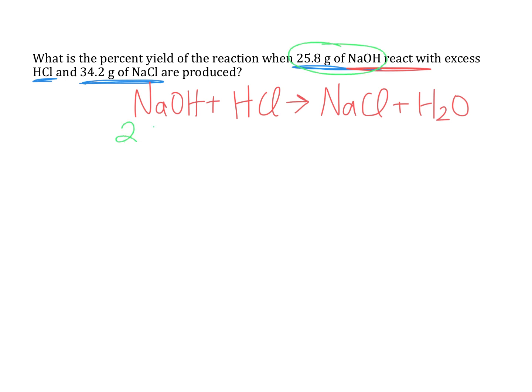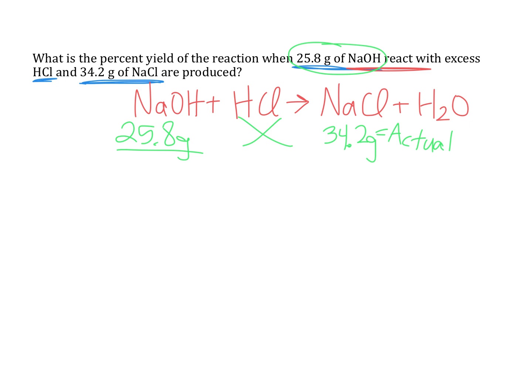25.8 grams of NaOH and excess HCl, meaning we don't have to worry about how much HCl we have, is going to make 34.2 grams of NaCl, I'm sure, once you've evaporated the water out of it. So that 34.2 is your actual amount. In a lab, I actually produced 34.2 grams of NaCl. I'm going to figure out how much I theoretically should have produced with my 25.8 grams of NaOH, and then from there I can compare my actual to my theoretical.